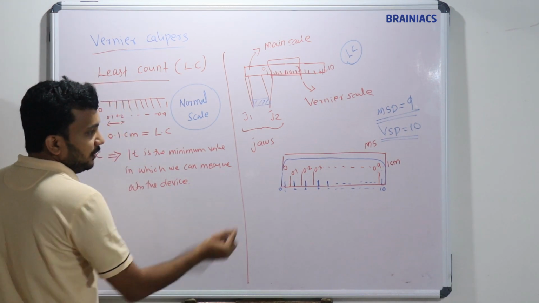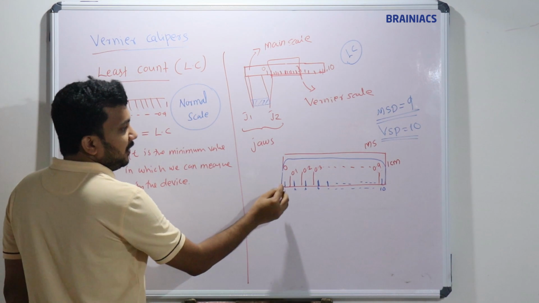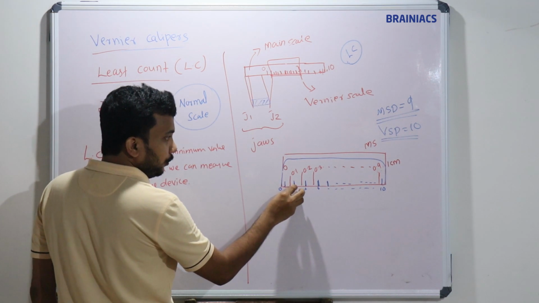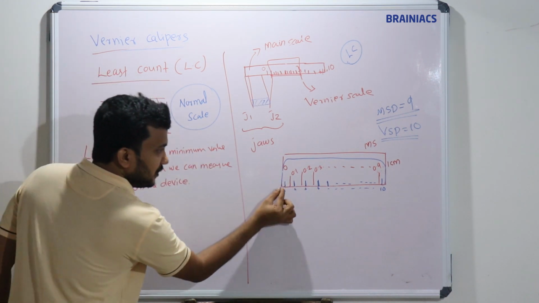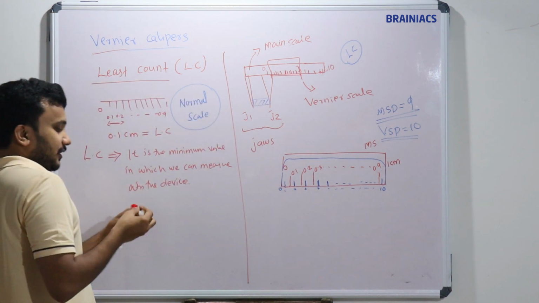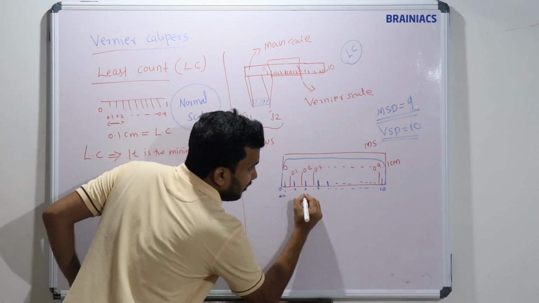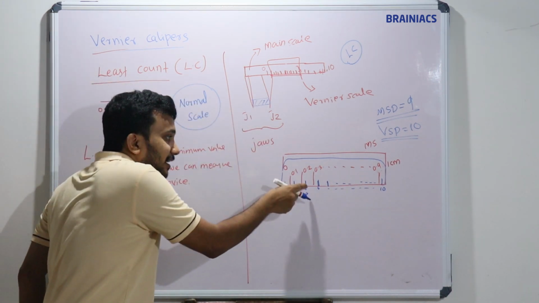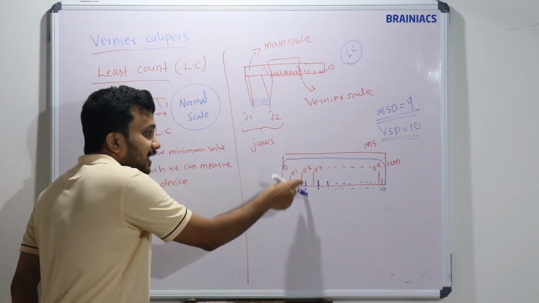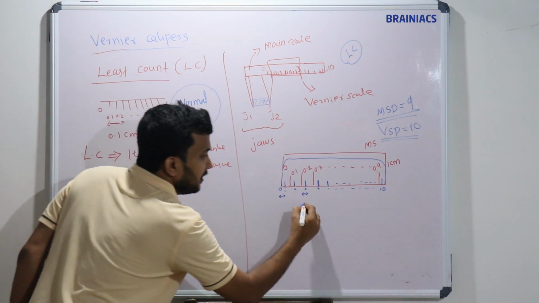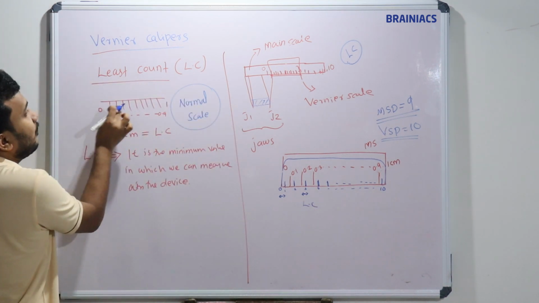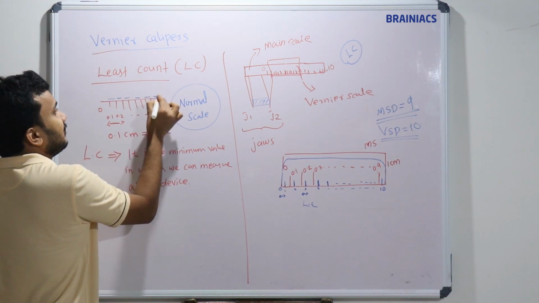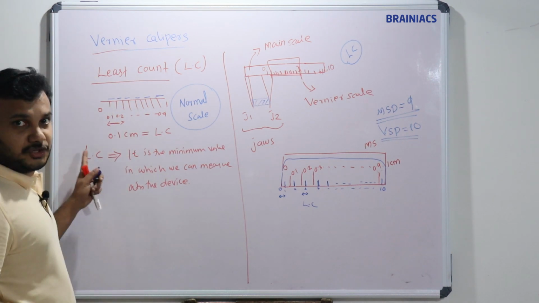A least measurable value. If you see this diagram, between every red to blue, blue to red, red to blue, blue to red, I can measure these small sizes, right? The small gap between the vernier scale line and the main scale line, this gap here, is called least count. Here we have only one line in the normal scale, so this gap is called the least count for a main scale.